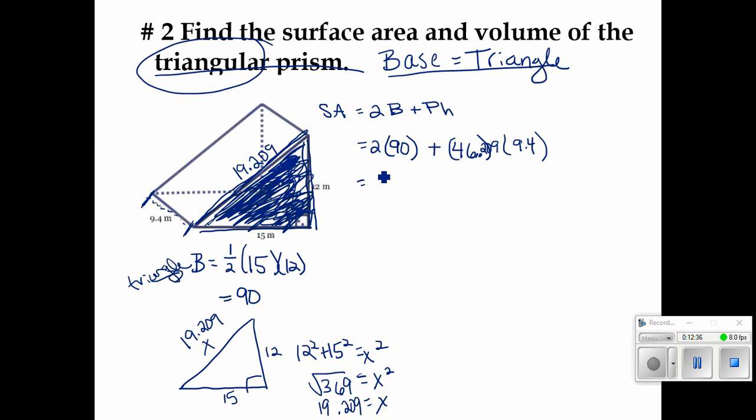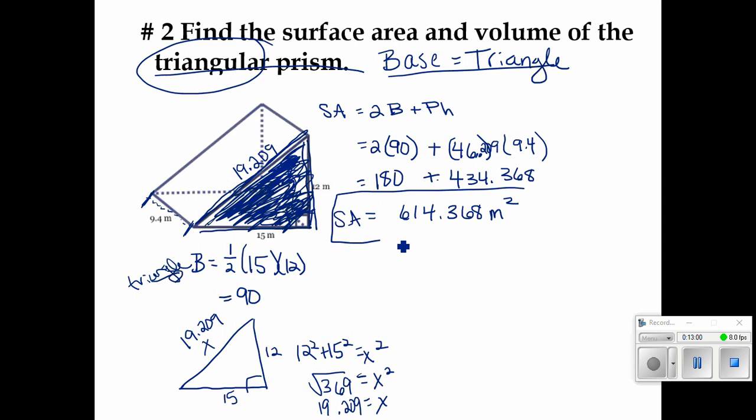All right, now it's time to calculate. 180 plus, gross decimal, times 9.4, cool. 434.368. Then we're going to add 180 to it. Decimals in my calculator. Surface area is 614.368 meters squared. Woo! There we go.